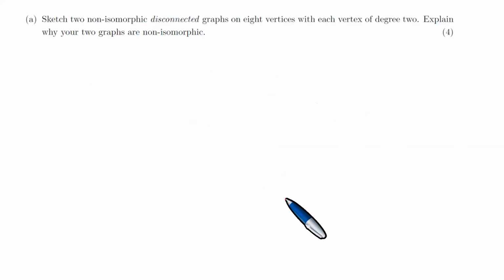Let's look at some more examples. Let's sketch again. You must be able to sketch two non-isomorphic disconnected graphs on 8 vertices with each vertex of degree 2. Explain why your two graphs are non-isomorphic.